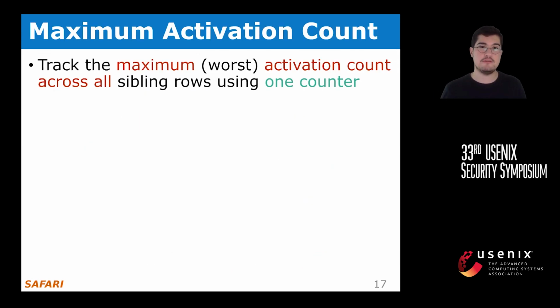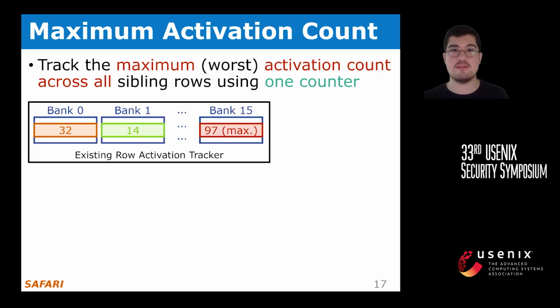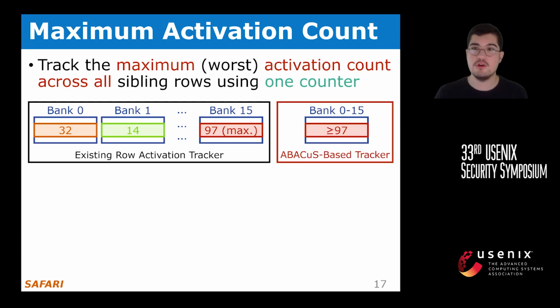ABACuS's objective is to track the maximum activation count across all sibling rows using one counter. If, for example, the activation count of sibling rows look like this, then ABACuS's counter value for the sibling rows will either equal or be larger than 97. Why?